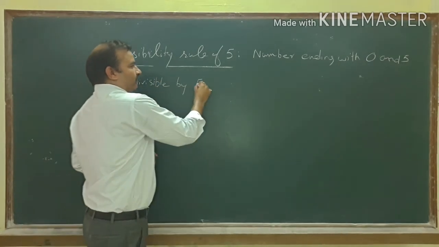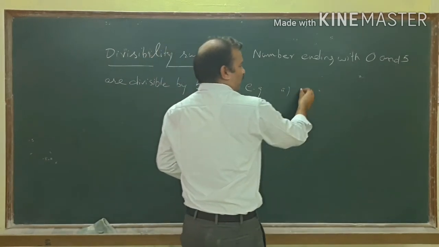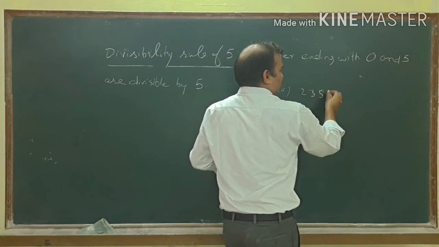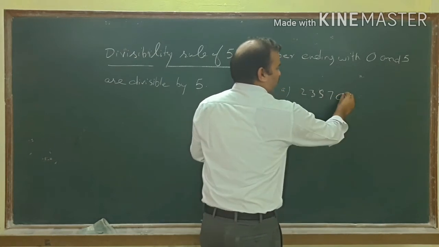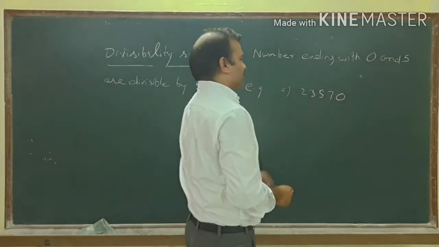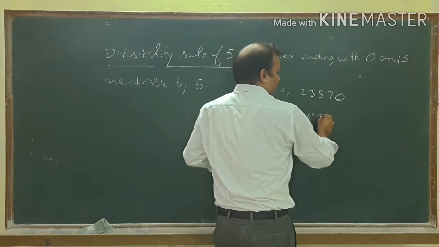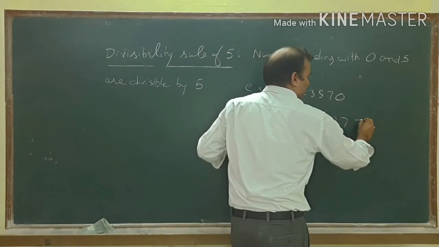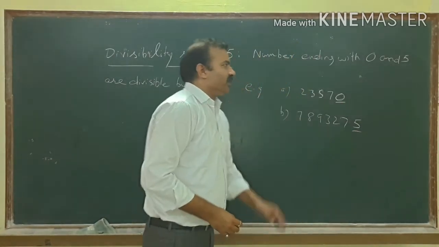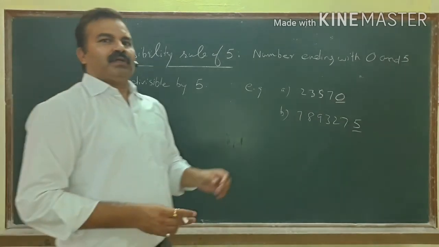For example, if we take a number 23570, at the unit place it is 0, so it is divisible by 5. Or you can take any number, 789327. Now again the unit digit, that is the ending digit, is 5, so this number is divisible by 5. So this is the divisibility rule of 5.